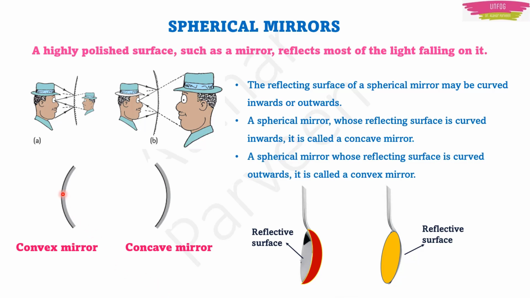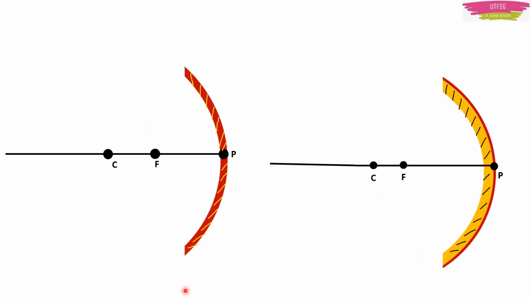Now, there are some parts of these mirrors. There are certain parameters of the mirrors which we need to know. Until and unless we understand them, we cannot proceed. They are very important but still very basic. So, let's have a look at them.